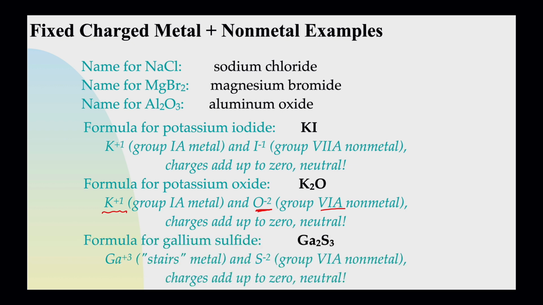And finally, gallium sulfide. Gallium is one of the stairs. Gallium is positive 3. And sulfur, which is right below oxygen, group 6A, sulfide, is negative 2. So 3 times 2 gives 6. Positive 3 gallium times 2 is going to give positive 6. Negative 2 sulfur times 3 is going to give negative 6. Gallium sulfide, Ga2S3. Again, you want to make sure that your overall charges cancel out when you're done with your formula.